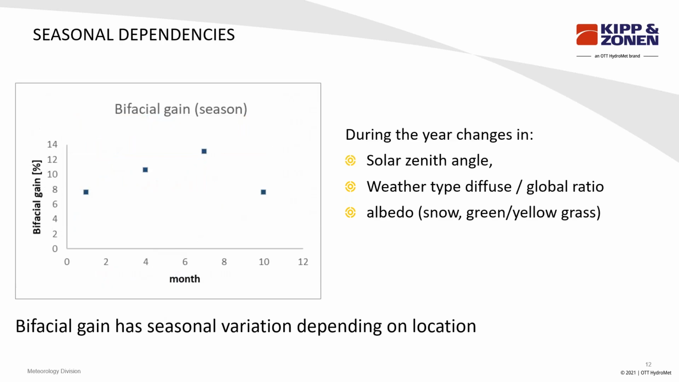And additionally, it's also dependent on the season. So here we have simulated for 4 different months of the year. They are in the winter, spring, summer, and fall. And then we see that around the summer, the bifacial gain is the largest. Of course, the outcome will depend a bit on the location where you simulate, because it's not only the solar zenith angle which influences this, but also the weather type, so the amount of diffuse to global, and also the albedo. If you have snow in winter, for instance, you would get a higher bifacial gain in winter.